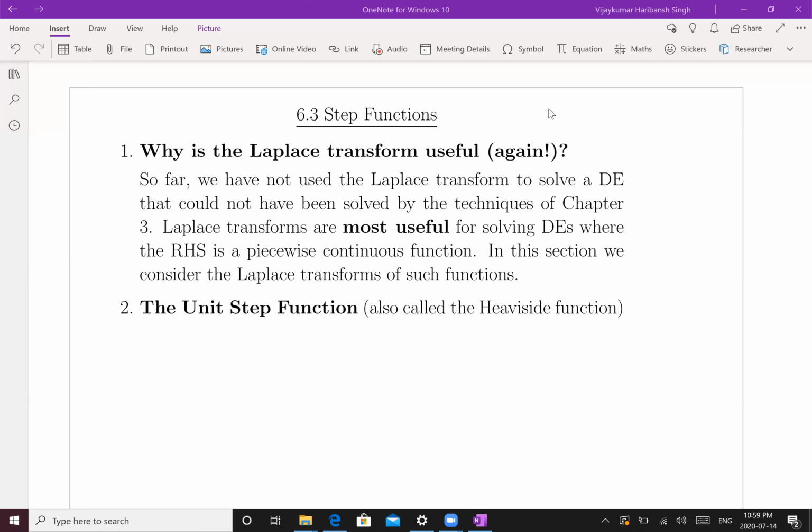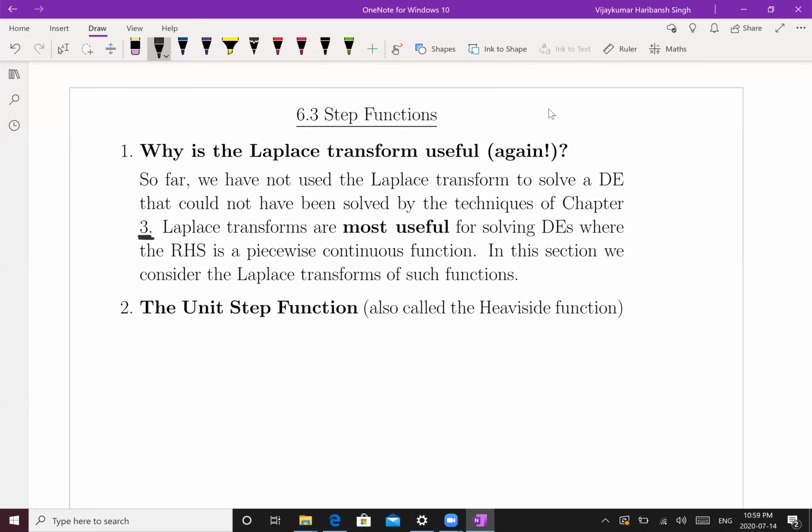Why is the Laplace transform useful? So far, whatever we have done in this course, we could have done directly using the techniques of chapter 3, right? So far we have done the following: a u double prime plus b u prime plus c u equals g of t, and this g of t was continuous, right?